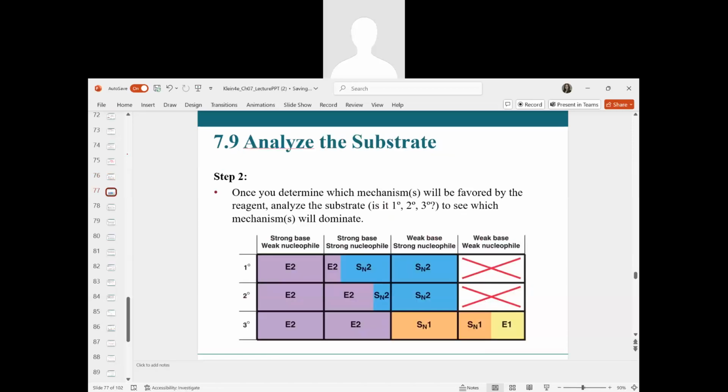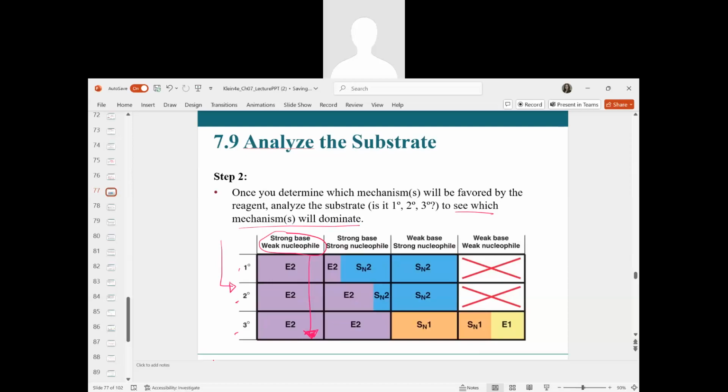In step 2 now, we're going to analyze our substrate. That's what we see listed over here. Do we have primary, secondary, or tertiary substrates? Depending on which, we can see which mechanisms will dominate. We know that if we have a strong base, weak nucleophile, we will always have an E2 elimination mechanism. You can just memorize or always know that strong base, weak nucleophile means only elimination, specifically E2, will occur.